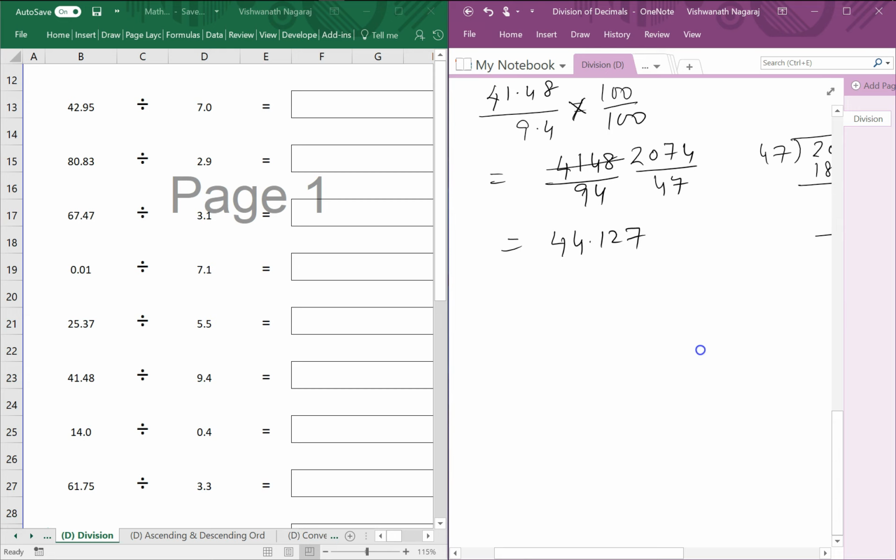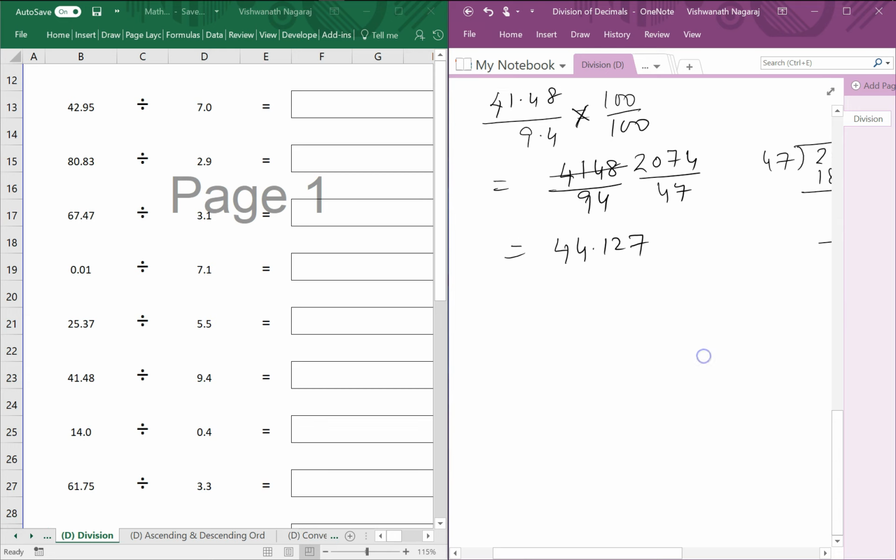Okay, let me show you one more. 25.37 divided by 5.5. So 2537 divided by 550, right? 2 decimal places in front, so 2 decimal places in front here. So this can't be simplified, so 2537 by 550. So 5 5s, see, we have to take all the 4 digits in one shot, because 253 is less than 550.